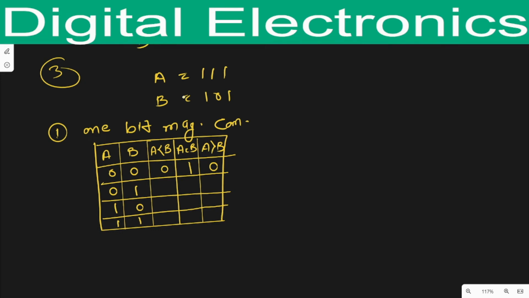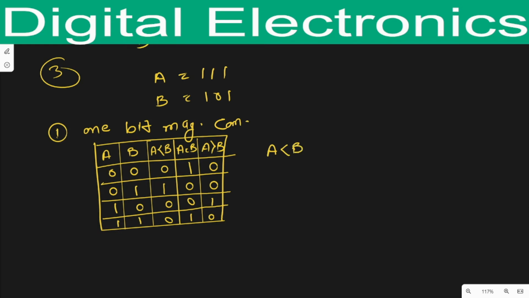So which output is 1? This one will be 1, and the other outputs will be 0. In the third case, A is greater than B, which means the third output will be 1 and the first and second will be 0. And in the last case, only A equals B will be 1 and the first and last will be 0.